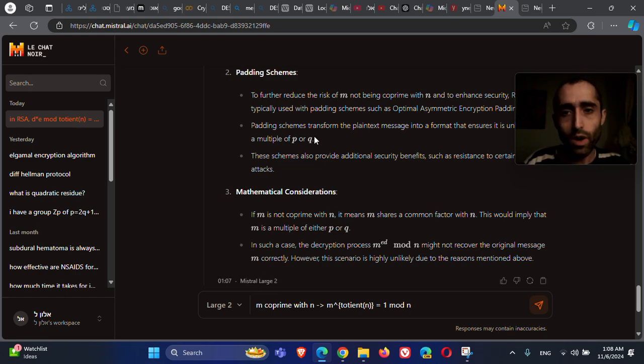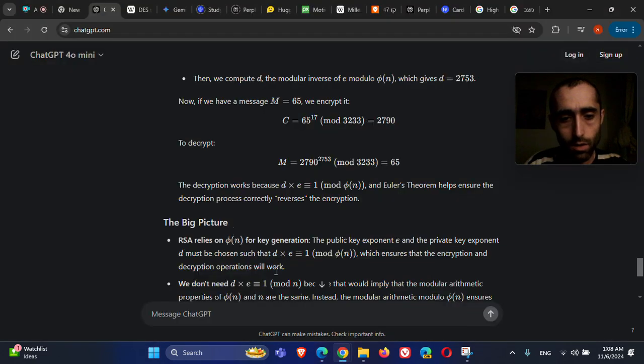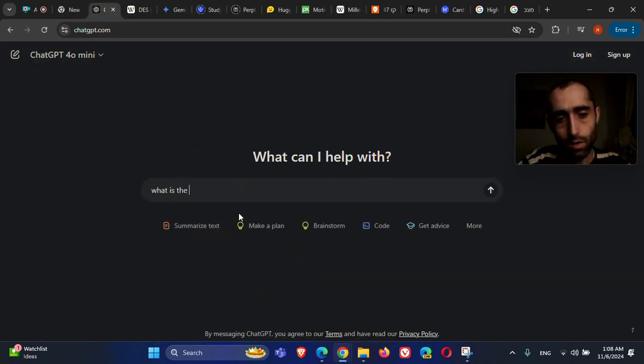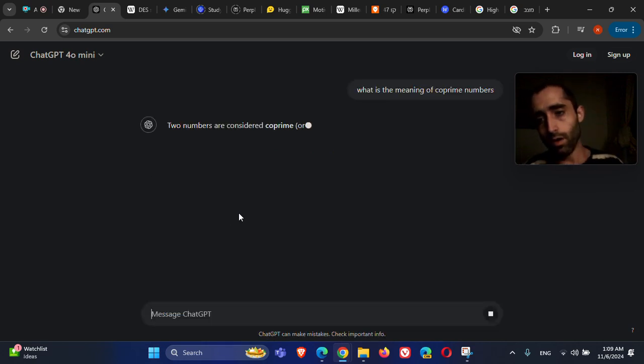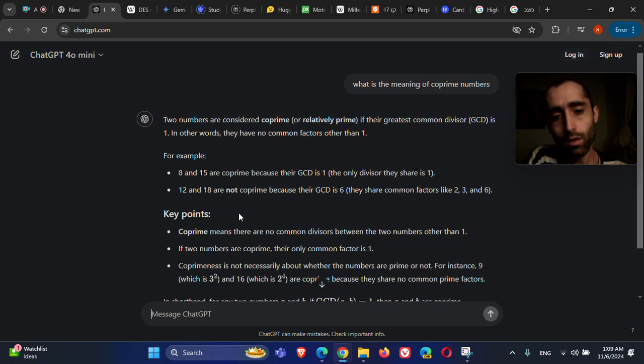And what do I mean by co-prime? What is the meaning of co-prime numbers? If I have two numbers, they're relatively prime, their greatest common divisor is 1, namely the only number that divides both is 1 and not any other one.